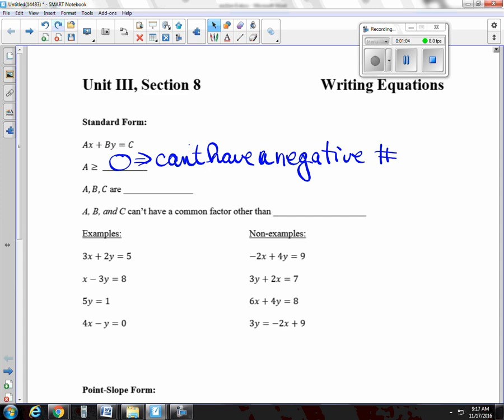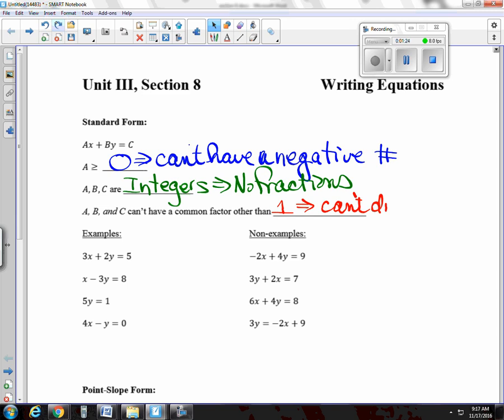At the same time, a, b, and c are integers. That means we can have no fractions in our problem. A, b, and c are integers where a is greater than or equal to 0. And a, b, and c can't have a common factor other than 1, meaning you can't divide them all by the same number. So those are the stipulations we have on a, b, and c.